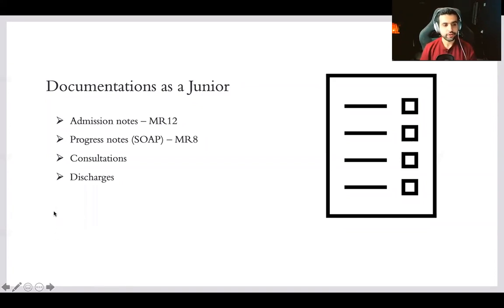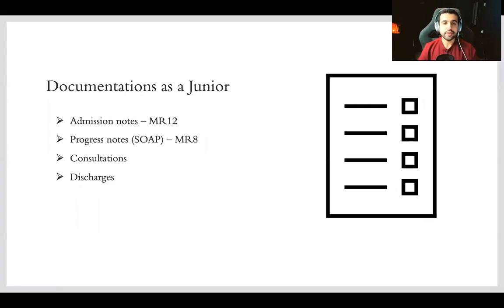So for today's talk, I'm going to talk about the documentation process as a junior. So we have 4 types of documentation. The first one is the admission note. This is the note that you are required to do when the patient is first admitted to the hospital. Now, the patient will have already been seen by your registrars or your assistant. So you will have an idea of what the case is.